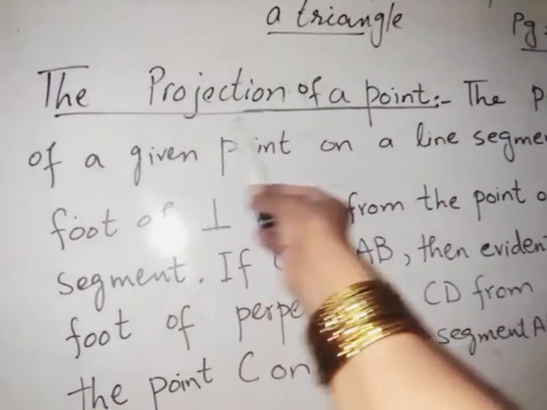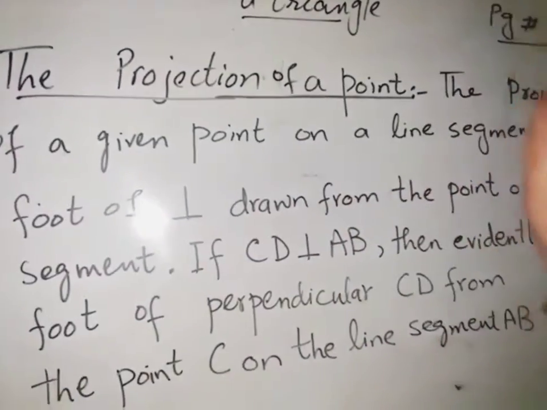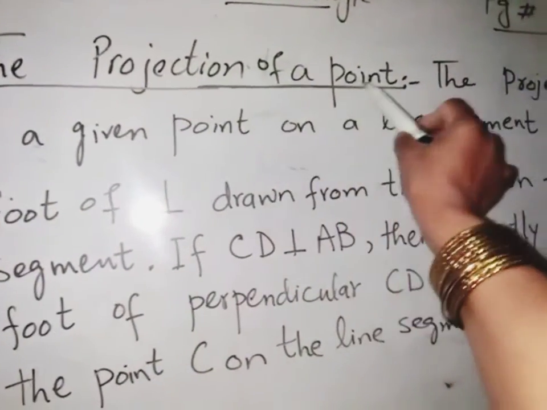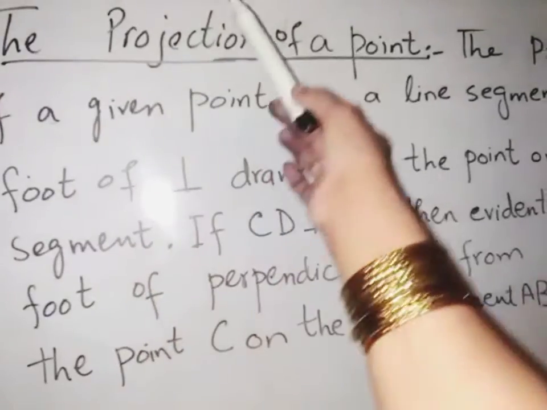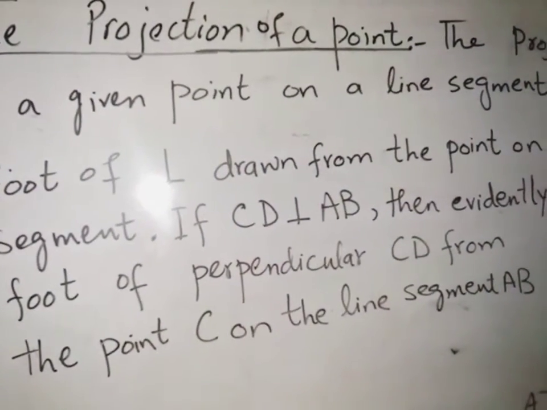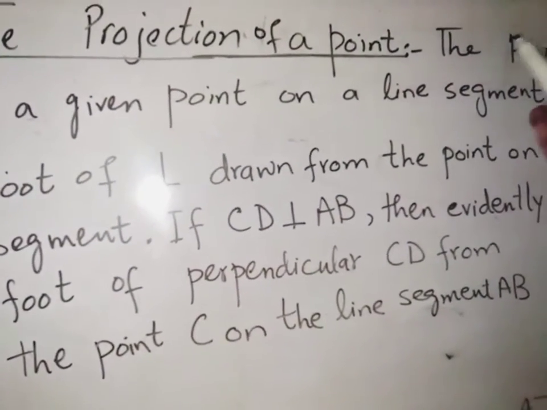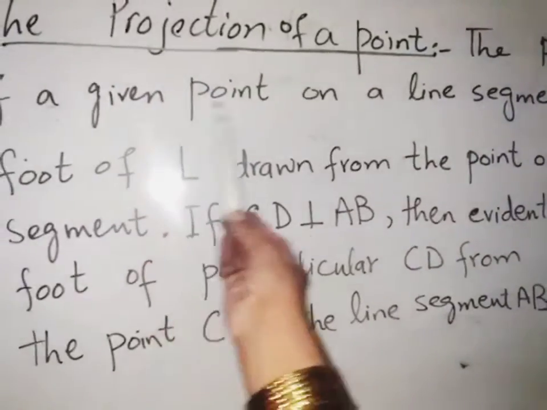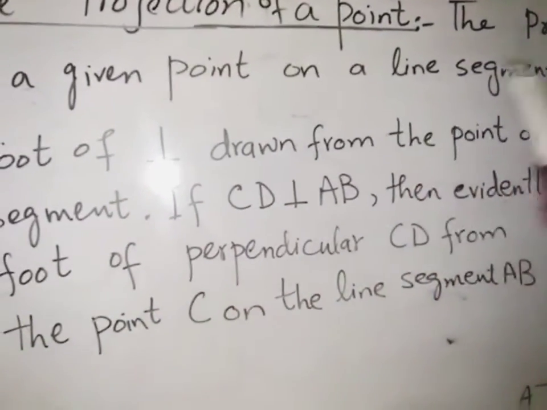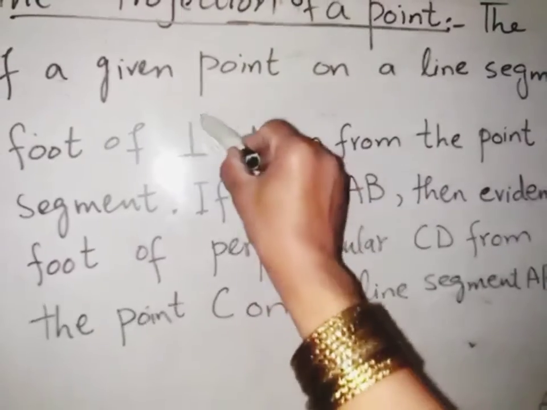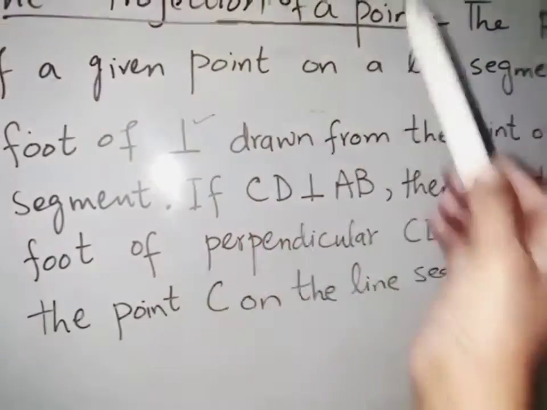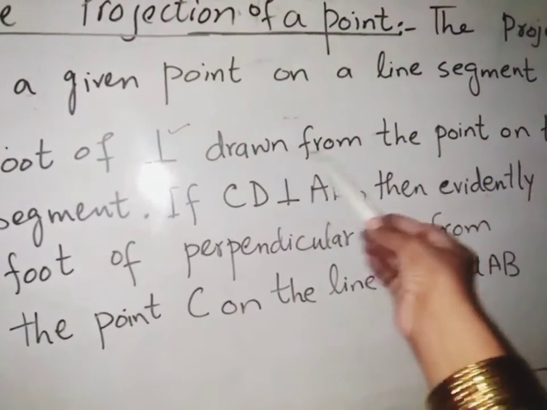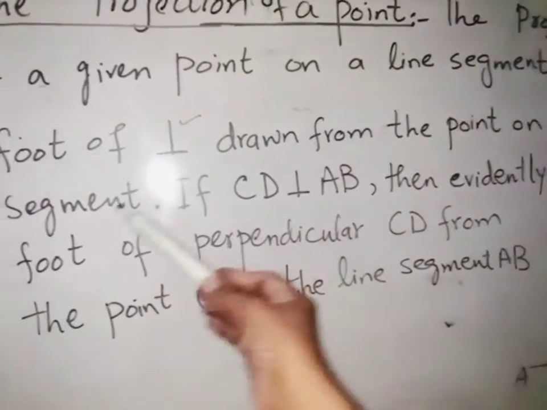First definition is the projection of a point. The projection of a point on a line segment, on any line segment. Now, the projection of a given point on a line segment is the foot of perpendicular. This is the sign of perpendicular, drawn from the point on that line segment.